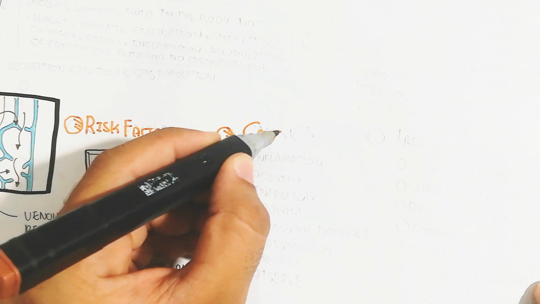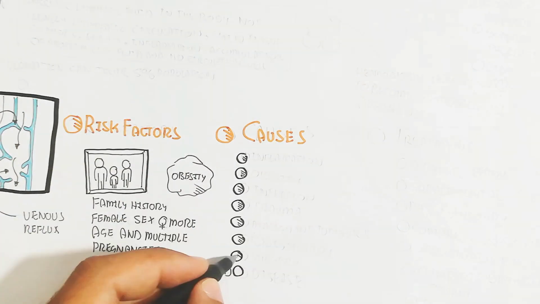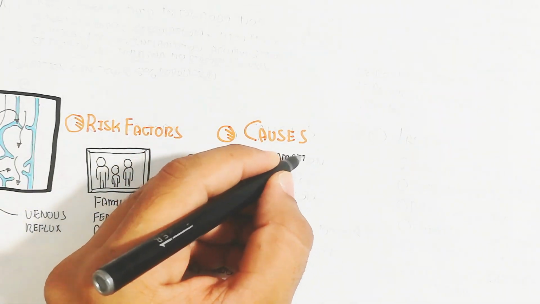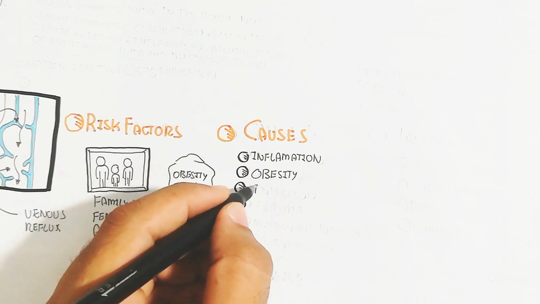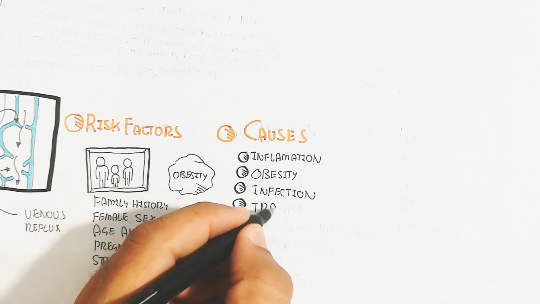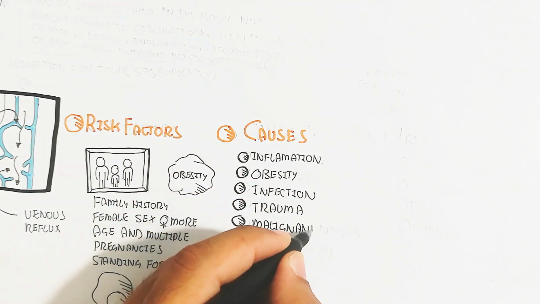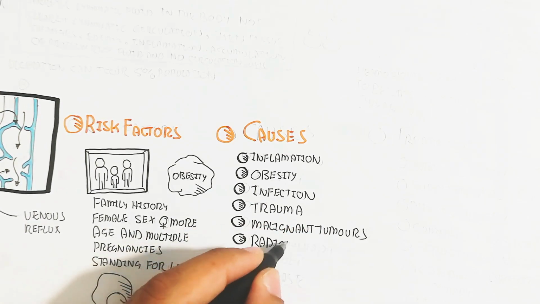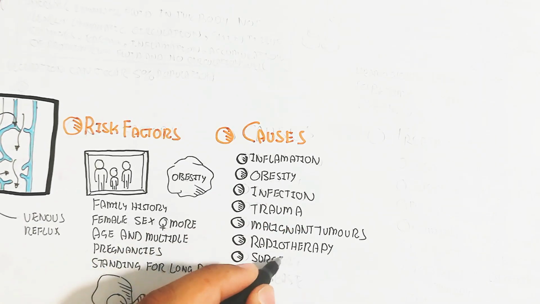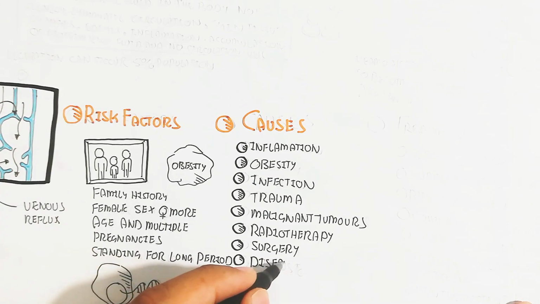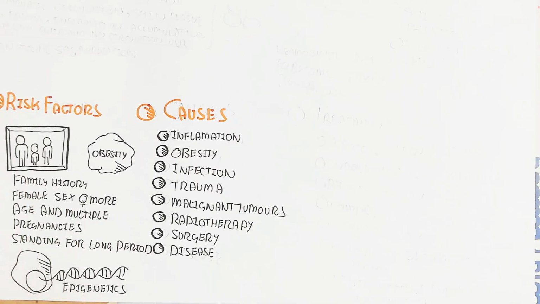The causes of this varicose vein are inflammation, obesity, infection, and trauma. On the other hand, malignant tumor, radiotherapy and surgery, as well as other diseases basically related to cardiovascular disease.